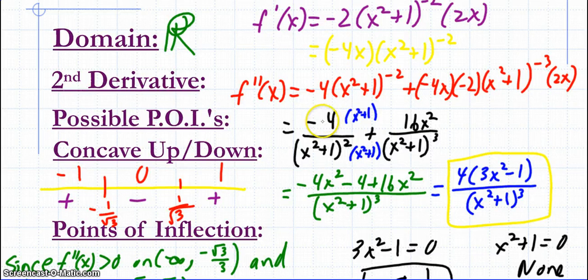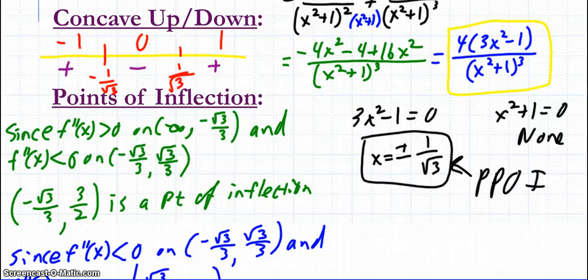Then I simplified and have 2 terms: negative 4 over x squared plus 1 squared, and 16x squared over x squared plus 1 cubed. I got a common denominator by multiplying the top and the bottom of the first term by x squared plus 1. Once I do that and simplify, I end up with a second derivative of 4 times the quantity 3x squared minus 1 over x squared plus 1 quantity cubed.